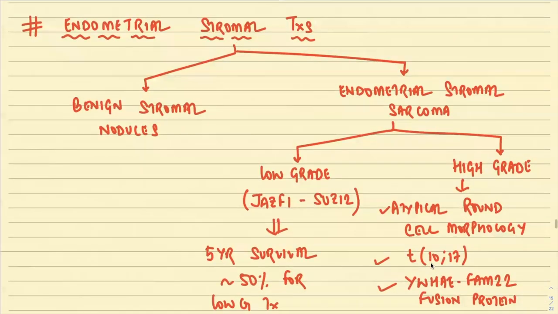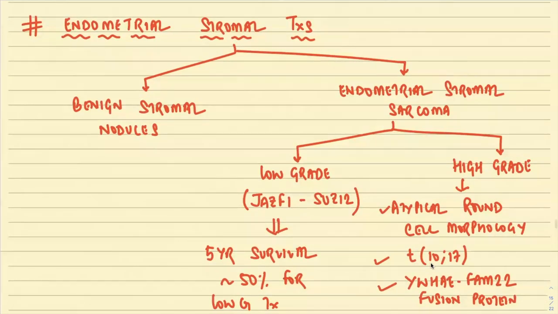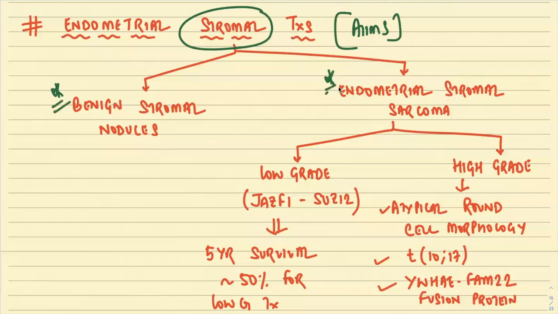Now, lastly, the last heading. Till now we have seen the epithelial tumors and the mixed tumors of the endometrium. Now we are going to see the endometrial stromal tumors. The type 1 and type 2 tumors that we had seen were basically involving the endometrial glands. Now what we are going to see are the stromal tumors, a very, very important exam question. Lots of questions from AIIMS come from this endometrial stromal tumor. Now this stromal tumor can either be benign stromal nodules or endometrial stromal sarcoma.